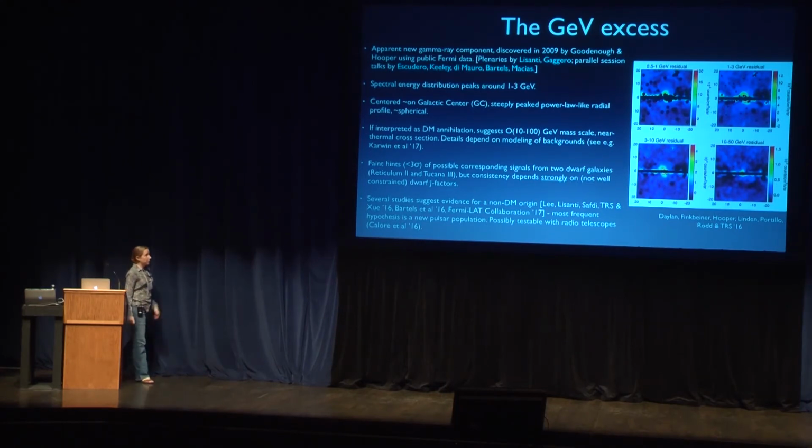There have also been claims of faint hints of possible corroborating signals from 2 dwarf galaxies, Reticulum 2 and Tucana 3. However, the consistency of these 2 depends strongly on how much dark matter there actually is in those dwarfs, which is not very well known because they're ultra faint. There have been several studies that I and others have done that suggested hints that this does not come from dark matter, that it comes from some novel population of sources, or some stellar population around the galactic center. There will be discussions of that in the parallel sessions too.